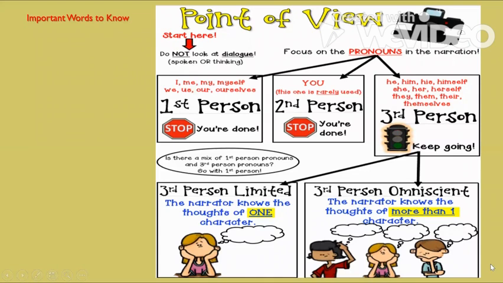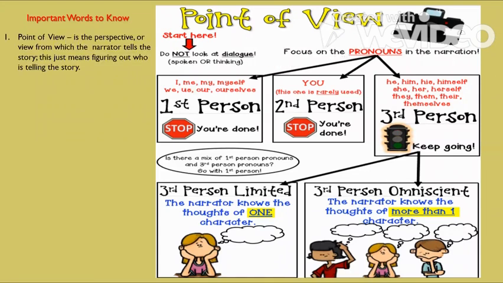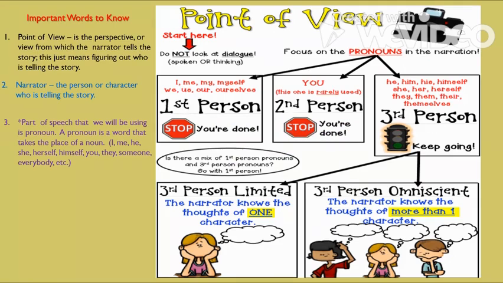Okay, now we're going to go back. First is point of view. Point of view is a perspective. That just simply means you're trying to figure out who exactly is telling the story. The next one is narrator, and a narrator is the person or the character who is telling the story. The next one is part of speech, the pronoun part of speech.